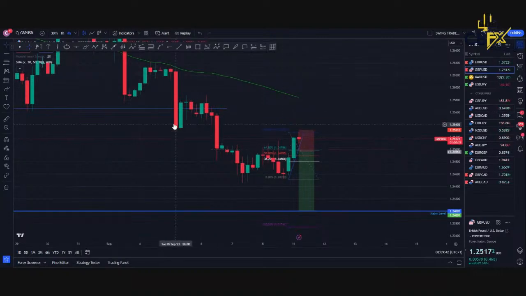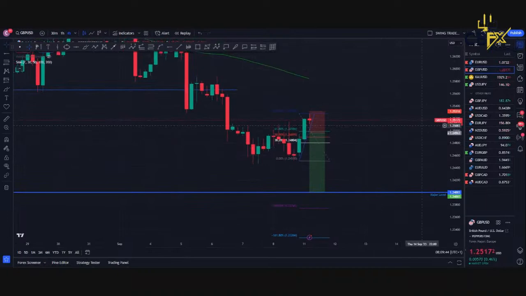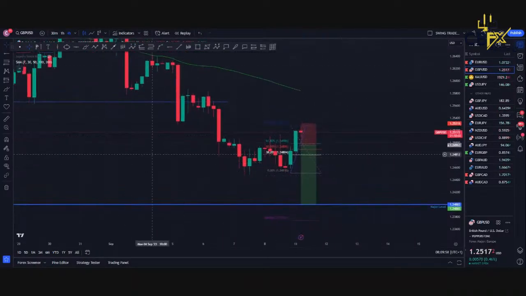All right, good. Okay, first of all, I'm looking at four pairs this week. So I want to show you my analysis on each of them. Obviously, my first attempt is to look at GBP USD.